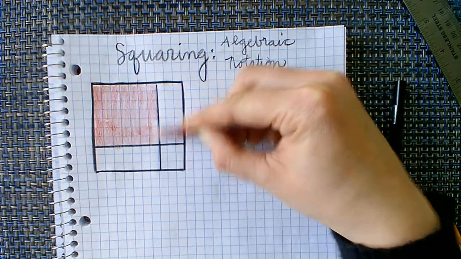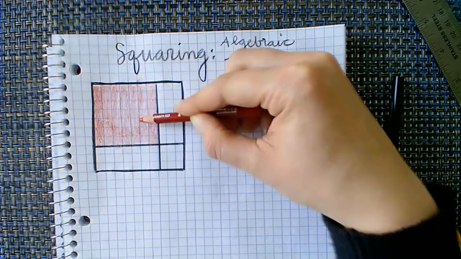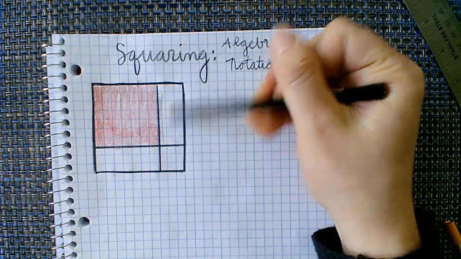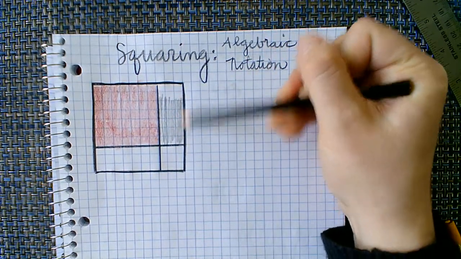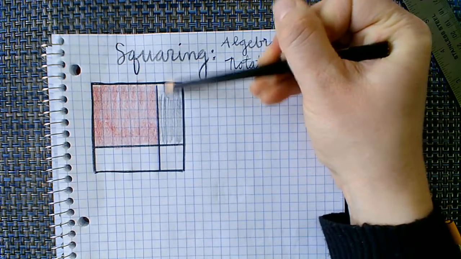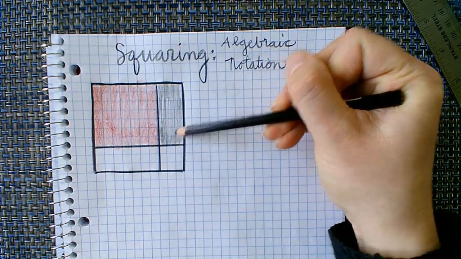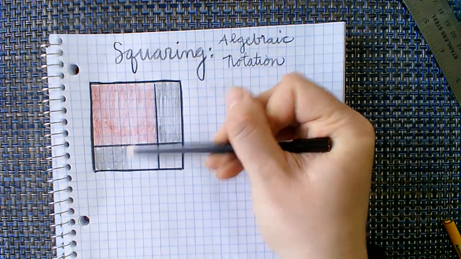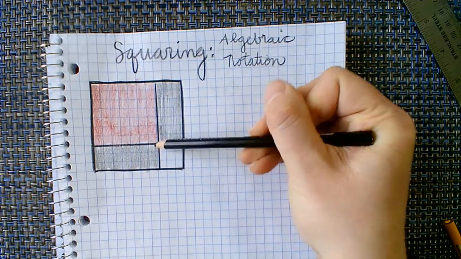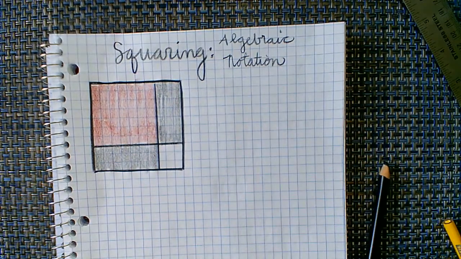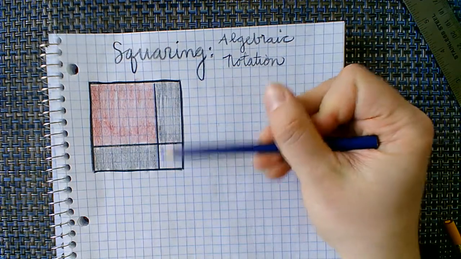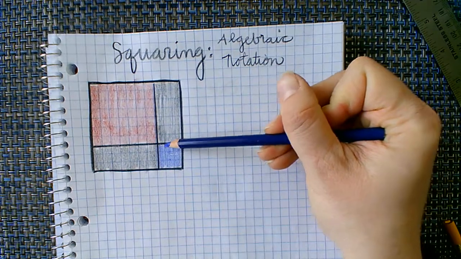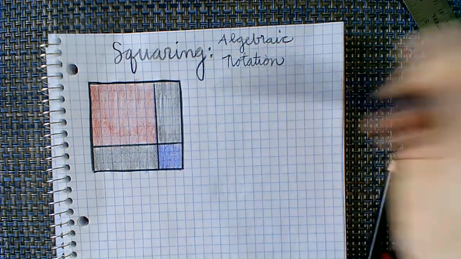So we've got the red here. We know that these two are the same size. I'm going to shade that in lightly gray. And then I'll get out my blue. Okay. Now notice that I colored this first before labeling anything, and that's okay.